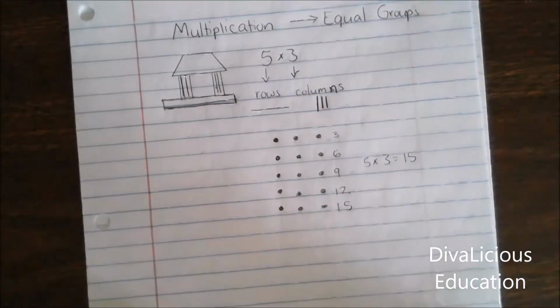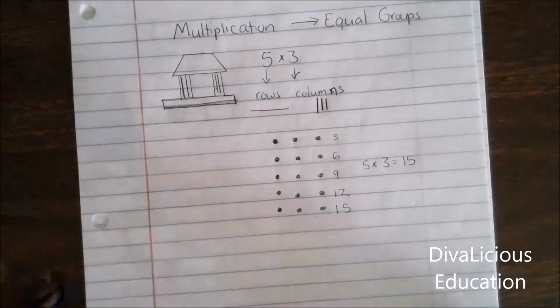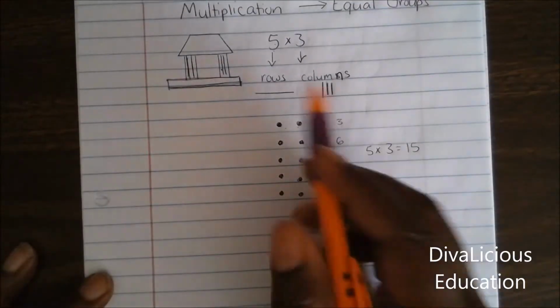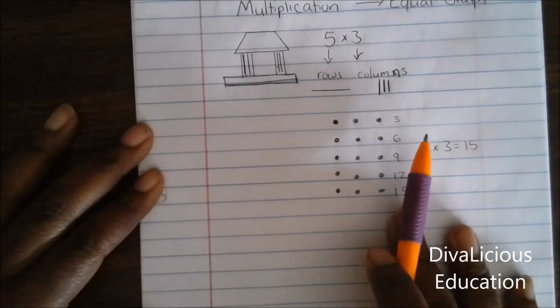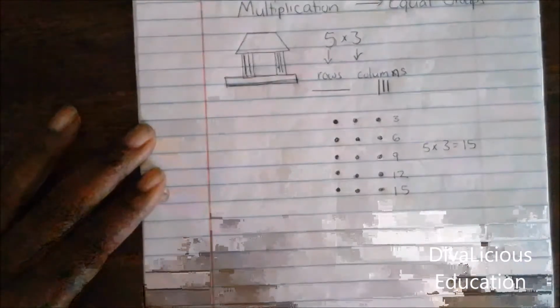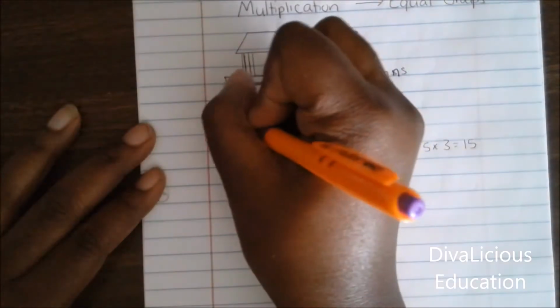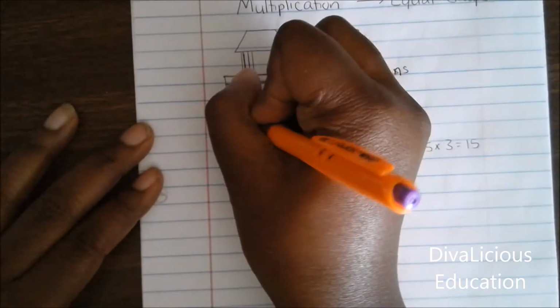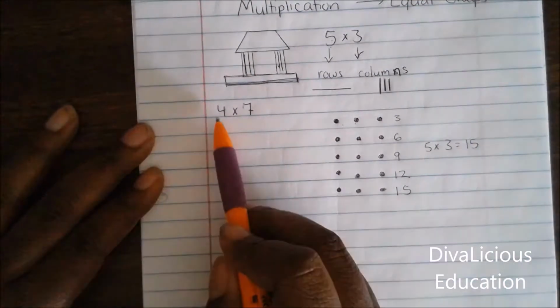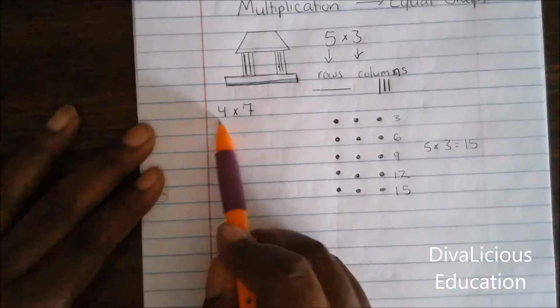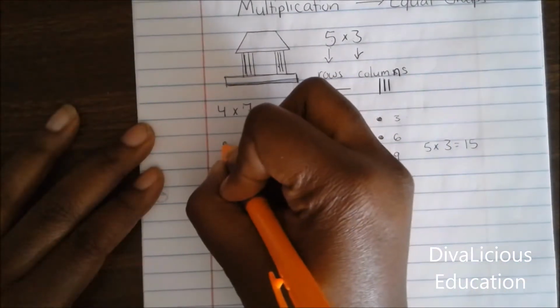Awesome. Now that you kind of understand the concept, let's try it one more time. We want to make sure we have equal rows and equal columns. I'm going to do it right over here because we have enough space to do another product. So this time, let's try 4 times 7. So I know that I have 4 rows of 7. So I'm going to make my 4 rows.